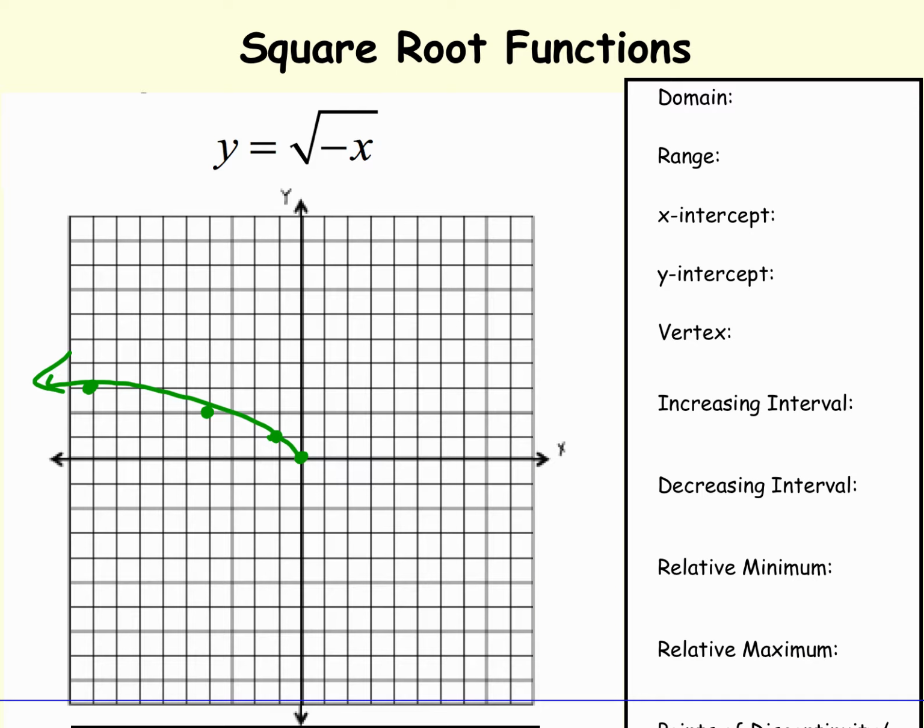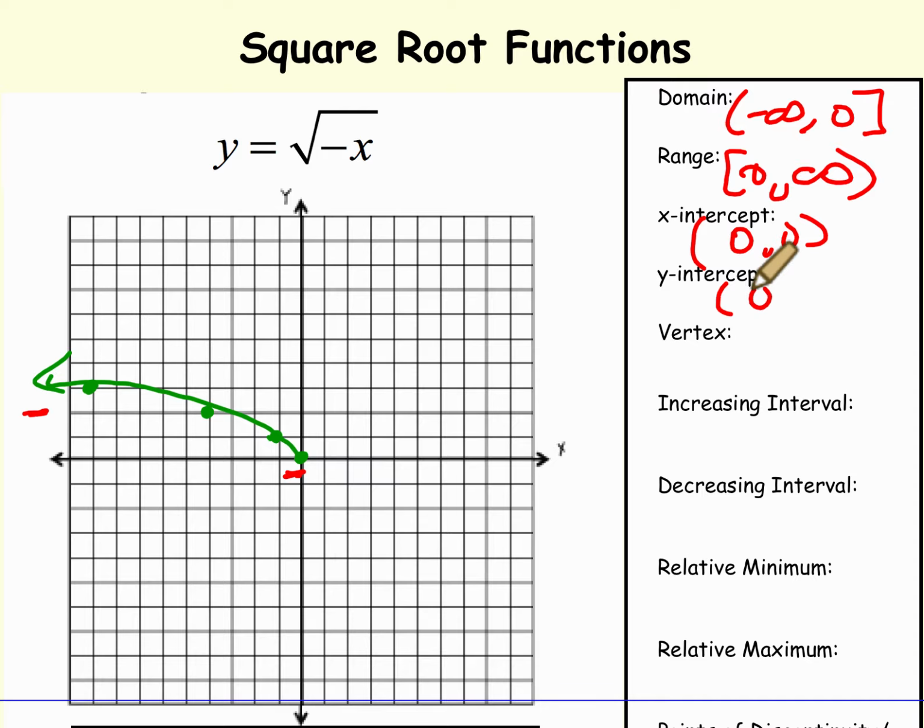Okay, so what is its domain? The domain is the opposite of what we had before. It's numbers less than 0 because it's starting from negative infinity and it's stopping here at 0. The range, however, starts at 0 and goes to positive infinity. The x-intercept is still at 0, 0. Y-intercept the same. Vertex, and remember, when I mean vertex, I mean quote-unquote the vertex. It's really like an endpoint.